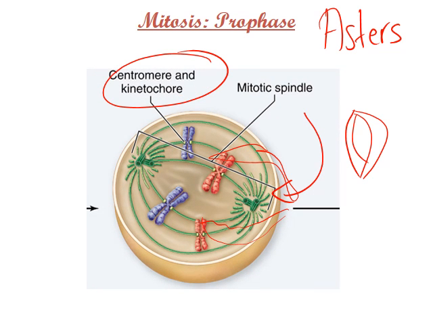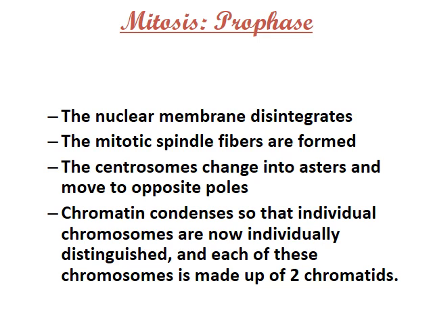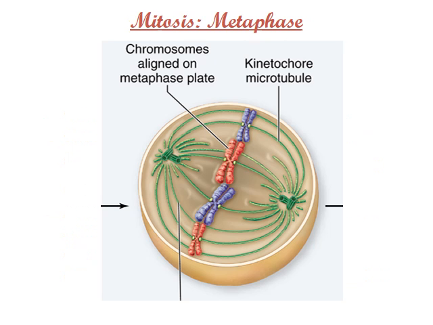So this is the figure I'm talking about. These are the mitotic spindle fibers, and the chromosomes here are made of two chromatids, no more chromatin, and the asters move to opposite poles, and the spindle fibers are present. So what happens in the prophase? The nuclear membrane disintegrates, meaning it disappears. The mitotic spindle fibers, like strings, are formed. The centrosomes change into asters, and they move to opposite poles of the cell. The chromatin condenses so that individual chromosomes can now be distinguished, and each chromosome is made up of two chromatids.